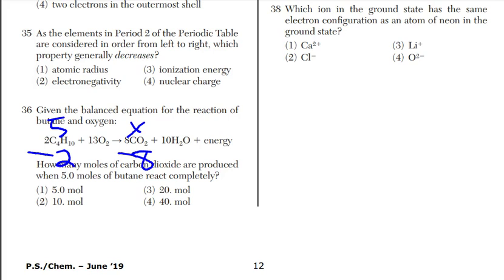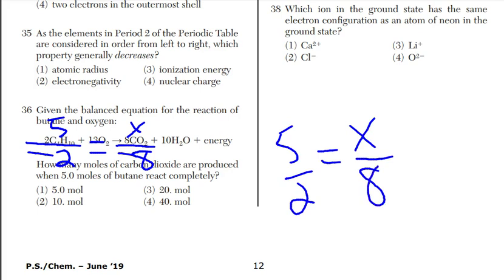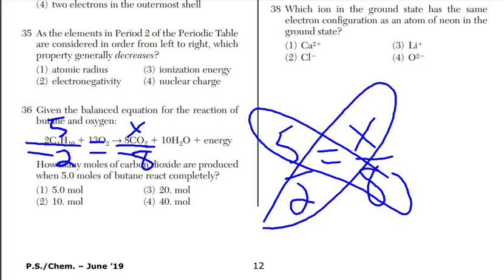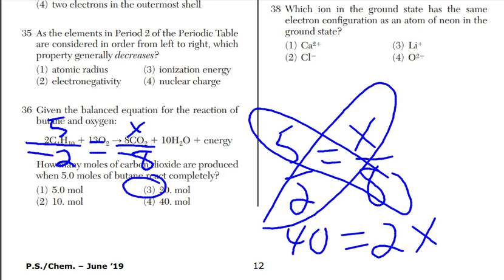In other words, I like doing it this way because now if I draw two lines and set up equal signs, I have a proportion. It's 5 over 2 is equal to x over 8. And now all we're going to do is cross multiply and divide. So what's 5 times 8? Of course, that is going to be 40. And then 40 is equal to 2x. And of course, I'm going to divide both sides by 2. So our answer here is 20 moles.